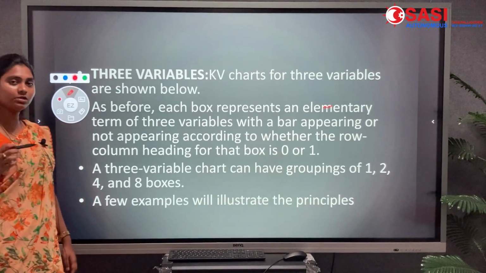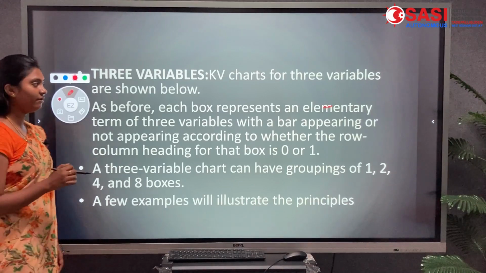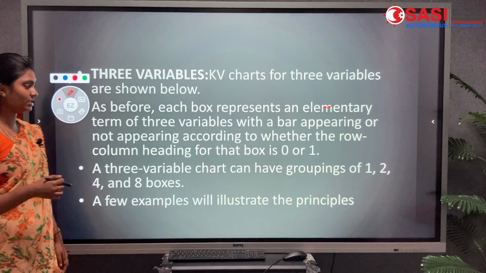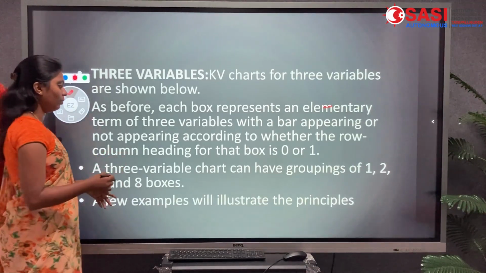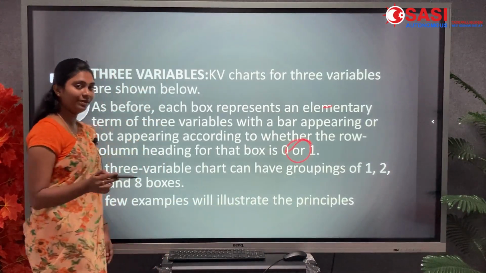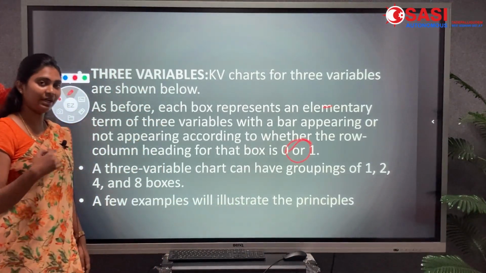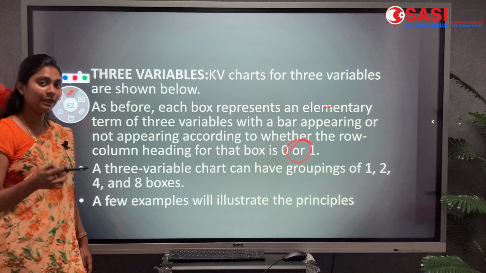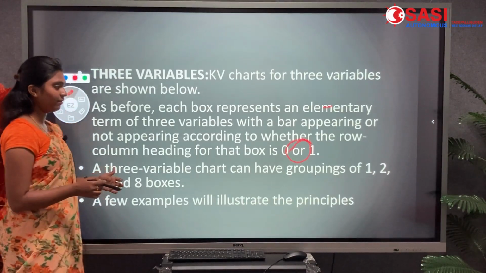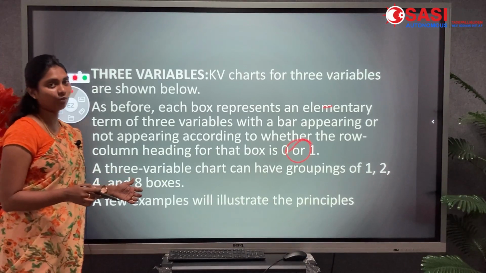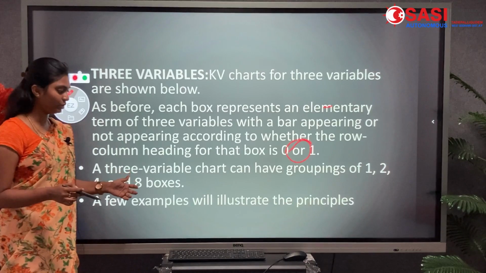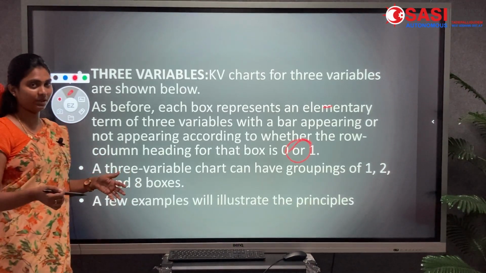Three variables also use KV charts. Why are we using these three variables? Before using these KV charts, we have to assign the boxes, which are headed with zeros or ones. So with the heading, when we are defining blocks, we assign the heading as zeros or ones. The three variables have a grouping system, like 1, 2, 3 statements. These grouping statements have 1, 2, 3 groups, and more than groups principles also.